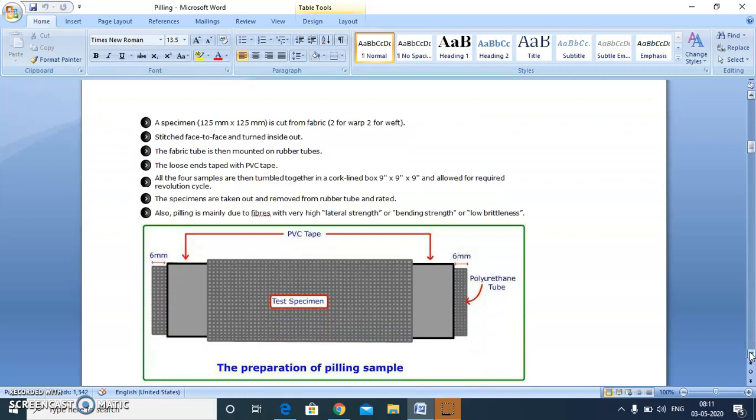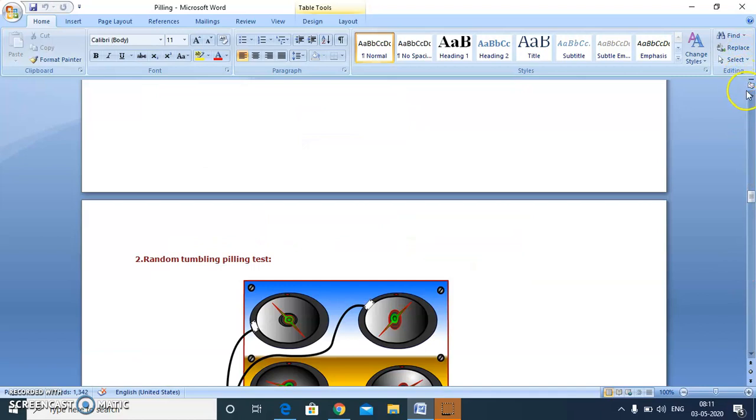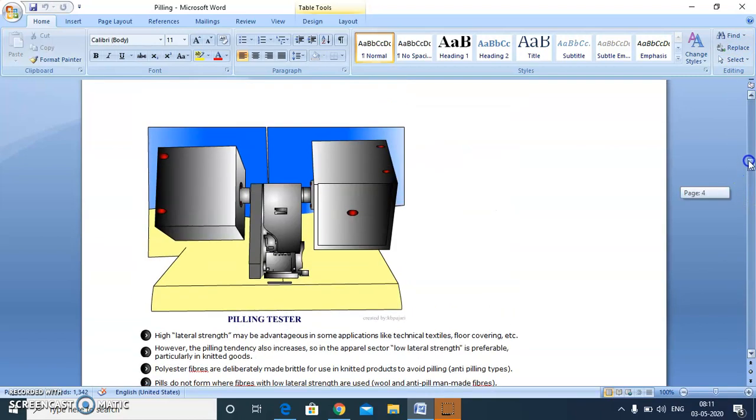This is the sample preparation for ICI pilling box. In this we cut the fabric samples, the dimensions are given here, and we stitch it in the form of a tube, and we mount it on the rubber tubes, and we put it in the two boxes which are lined by a cork lining. I'll show you the line diagram of this instrument. This is the way it looks like.